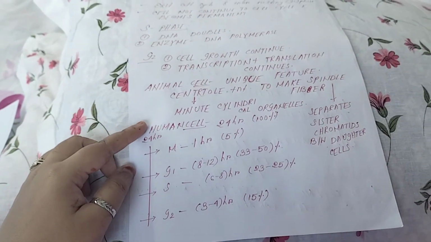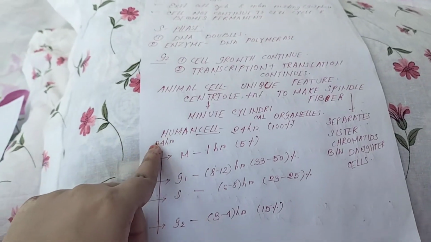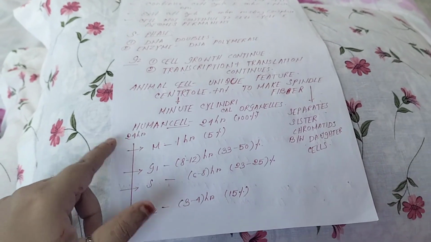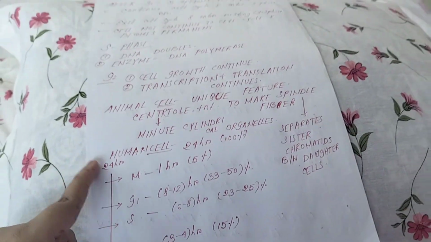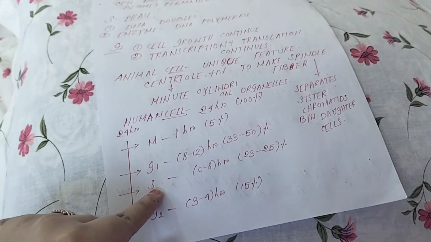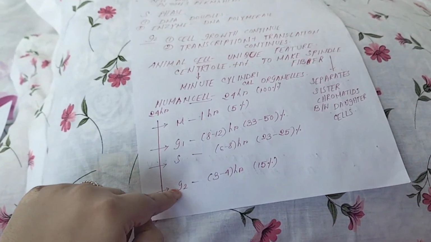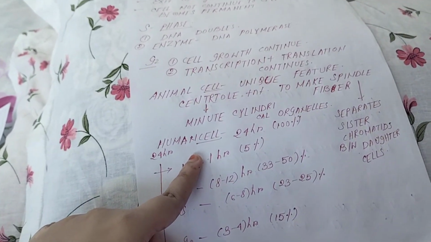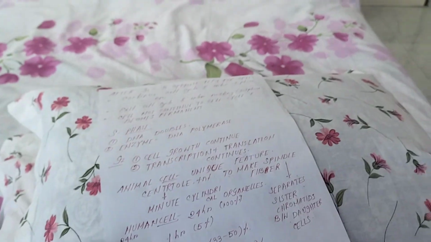Let's see the duration of human cell cycle. So the duration of human cell cycle is 24 hours, and it is subdivided into M phase, G1 phase, S phase, and finally G2 phase. Okay, M phase lasts for 1 hour, that is it constitutes only 5% of the cell cycle.